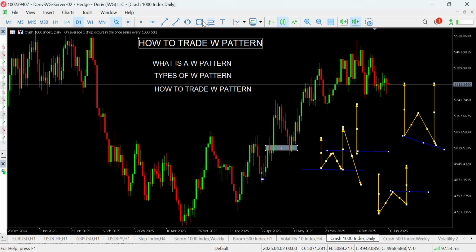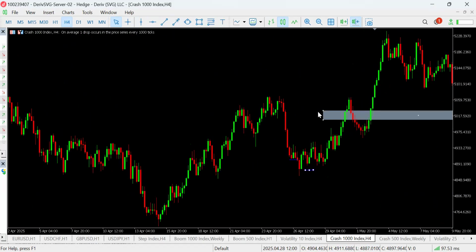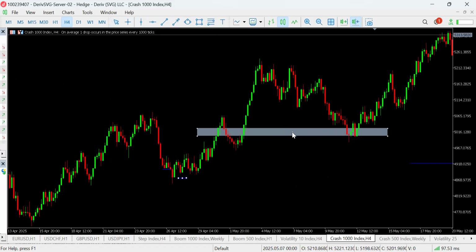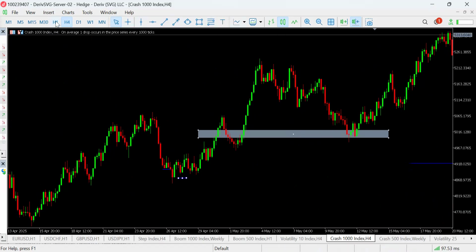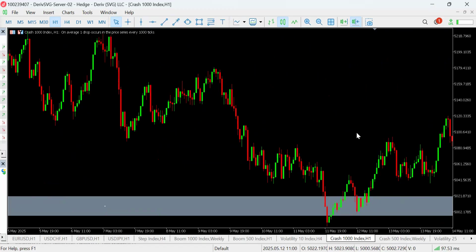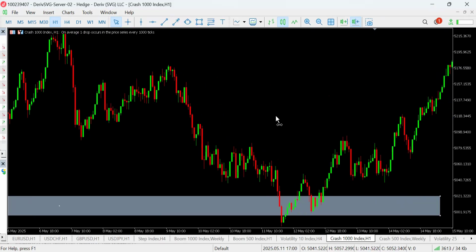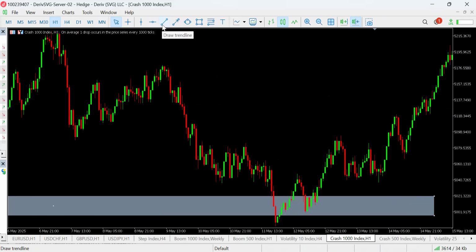Go back to our graph, scale down to the lower time frame. Adjust this, and let's go lower to the H1 time frame. Remember, because we're taking our structure, the W pattern structure, from the daily time frame, we can scale down to the H1 or the 1 hour time frame to take our entry. You can even go further to the M30 to take your entry. You can see this one played out more clearly than the first example that we just took.